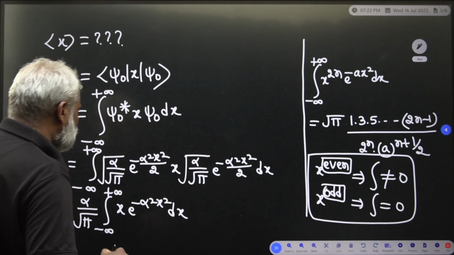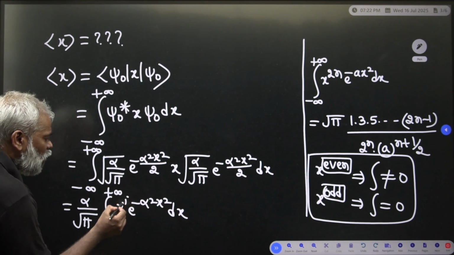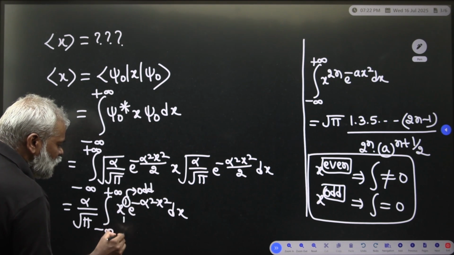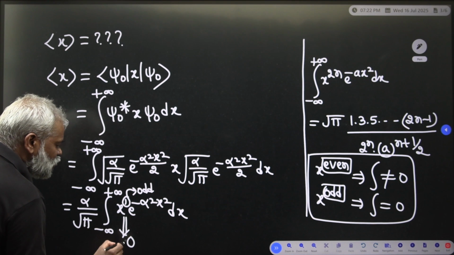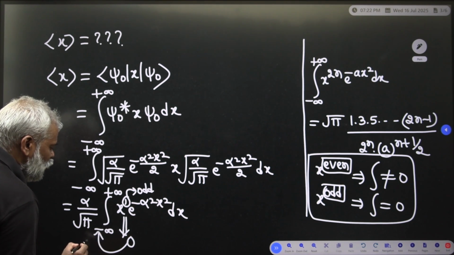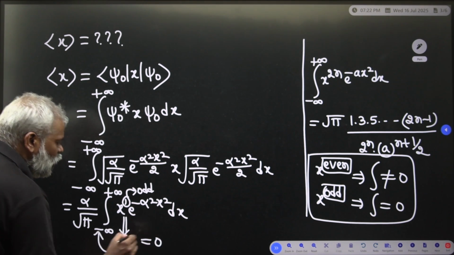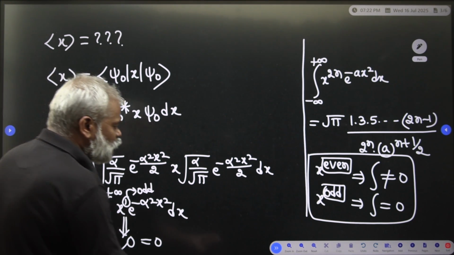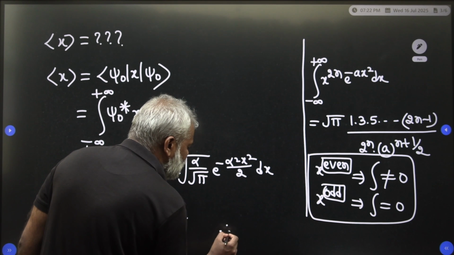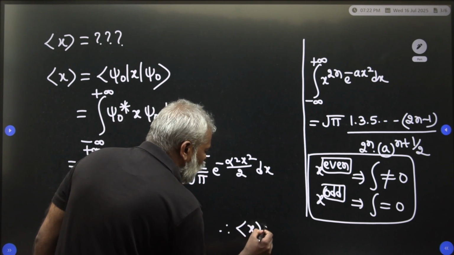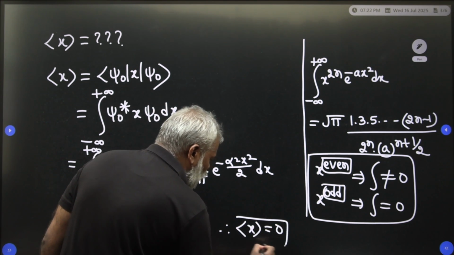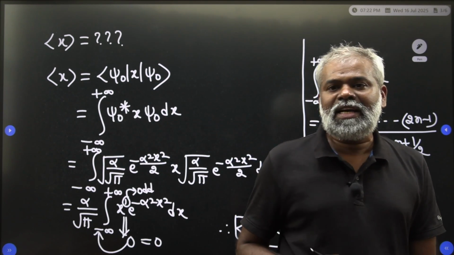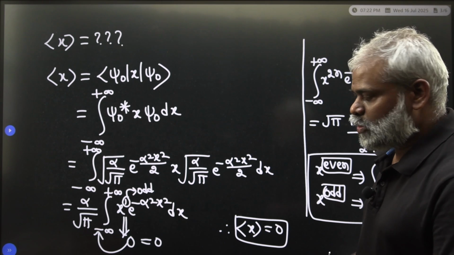So, based on this shortcut, x to the power of 1 is an odd number. That is why this integral goes to 0. 0 into something is equal to 0. Therefore, what do we get for the expectation value of x? The expectation value of x is equal to 0.